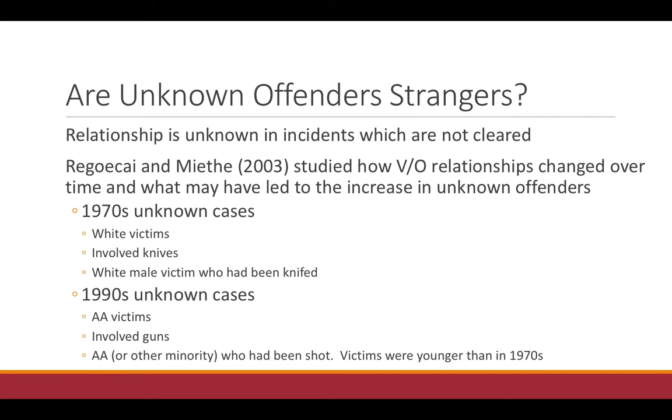Some researchers have looked at how these victim-offender relationships changed over time, and why we have maybe an increase in unknown offenders. So in the 70s, our unknown cases tend to involve white victims, knives as the weapon, and a white male victim who had been knifed. In the 90s, unknown cases started to involve African American victims, guns, and a minority person who had been shot. And the victims began to be younger than they were in the 70s.